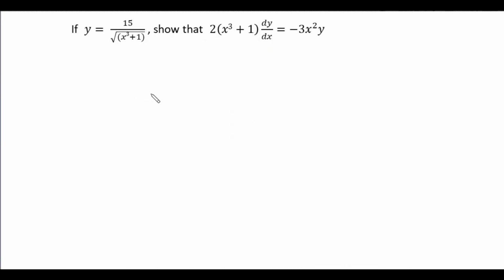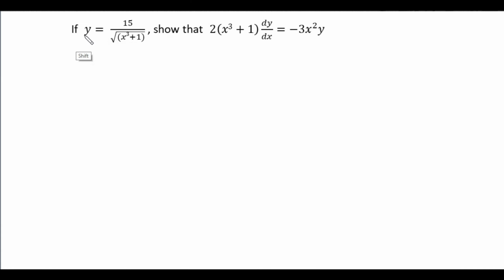We are asked to show that 2(x cubed plus 1) dy/dx is equal to this minus. So this is what we are supposed to get when we differentiate y equals 15 all upon the square root of x cubed plus 1. Here we are going to differentiate implicitly, since it involves two variables x and y. We differentiate using the implicit method.